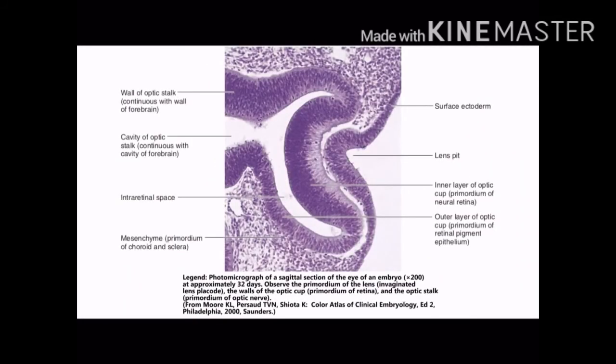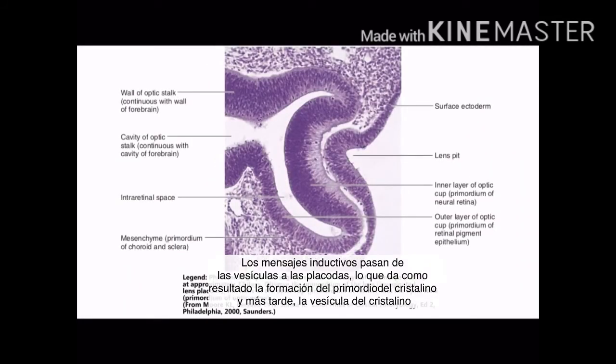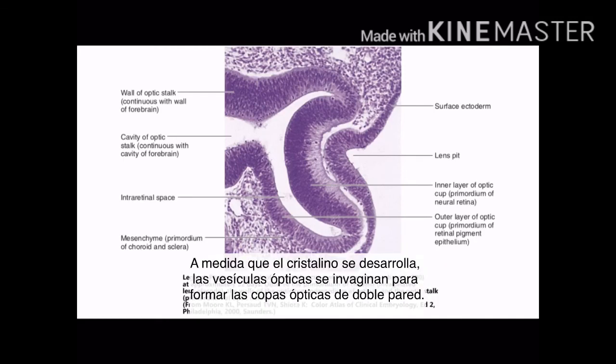Inductive messages pass from the vesicles to the placodes, resulting in the formation of the lens primordium and later the lens vesicles. As the lens develops, the optic vesicles invaginate to form double-walled optic cups.